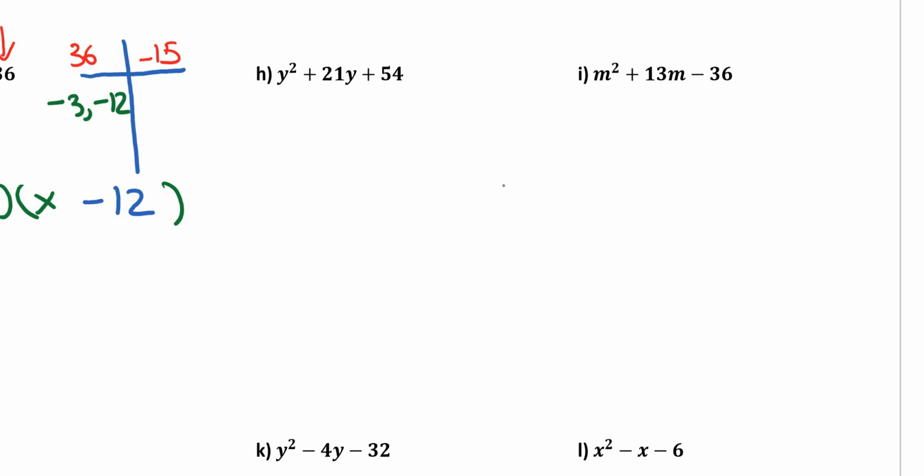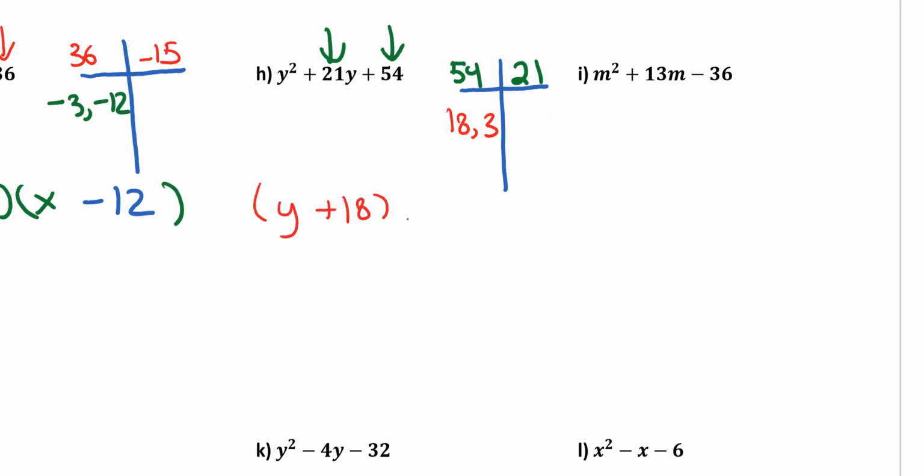Okay, let's set up another table here. My two numbers are now 54 and 21. So let's put the 54 over here, and we'll put the 21 on the side. So two numbers that multiply to 54 and add to 21. This one would be 18 and 3. So 18 times 3 is 54, and 18 plus 3 is 21. So this would be y plus 18 and y plus 3.